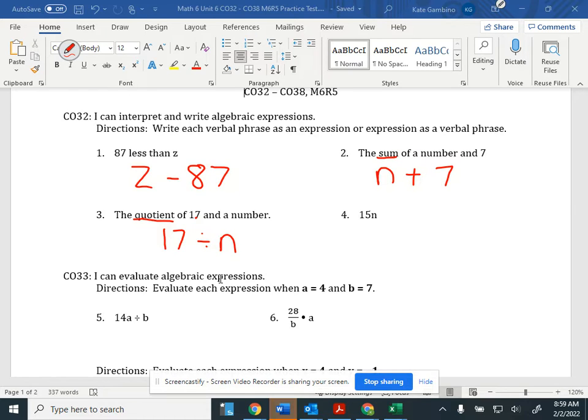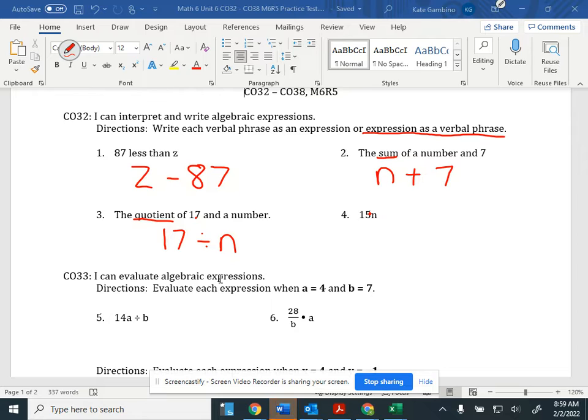And then we have an expression. So if it is an expression, you need to turn it into a verbal phrase. So we look at that 15n and we have to think what operation is happening with 15n. Will? Say that louder. Multiplication. Because we know when the number is right next to our letter, it means to multiply.